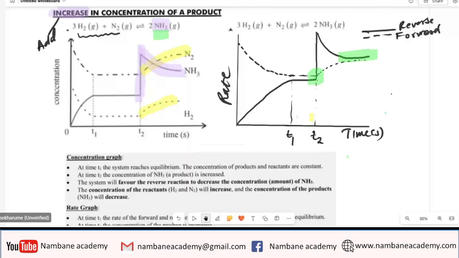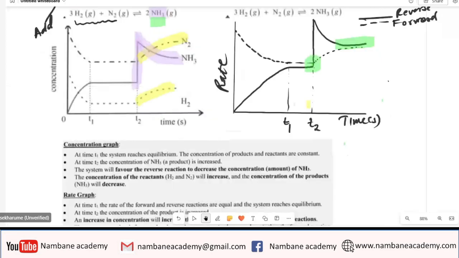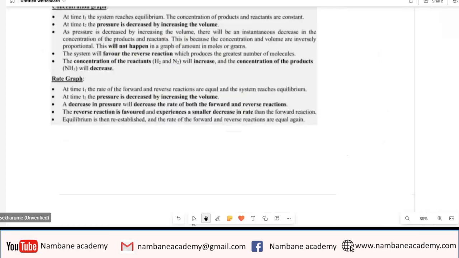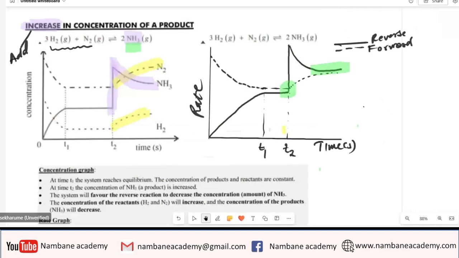So that was the last one. Before we have a look at the questions, I'm having a decrease in pressure, the concentration of the product. We can also change it to the reactants. We can draw the graph of that.